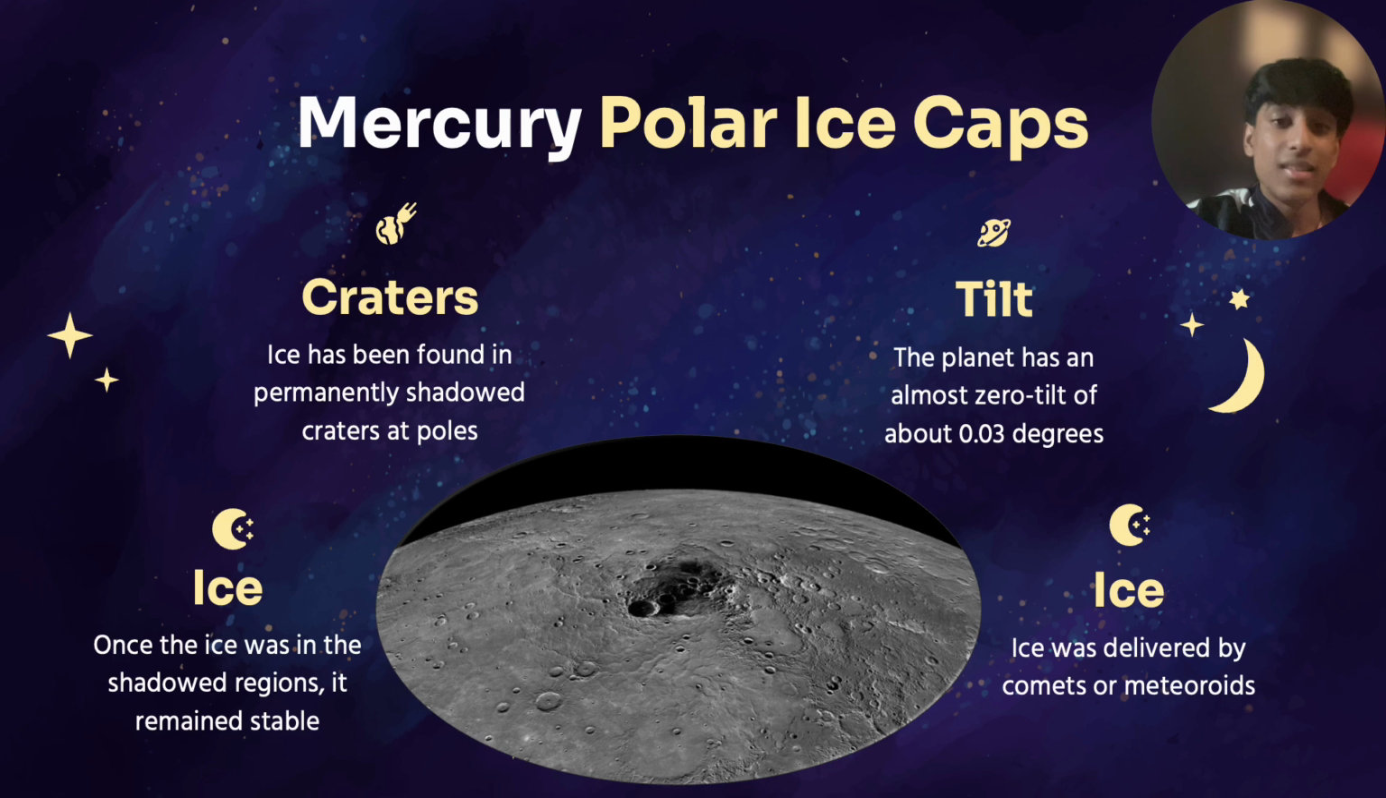Discovery of ice in such an unlikely place helps scientists understand more about the distribution of water in the solar system and how volatile materials can survive even on planets as seemingly inhospitable as Mercury. So now, let's shift over to how we learned all about this through the space missions that we had.